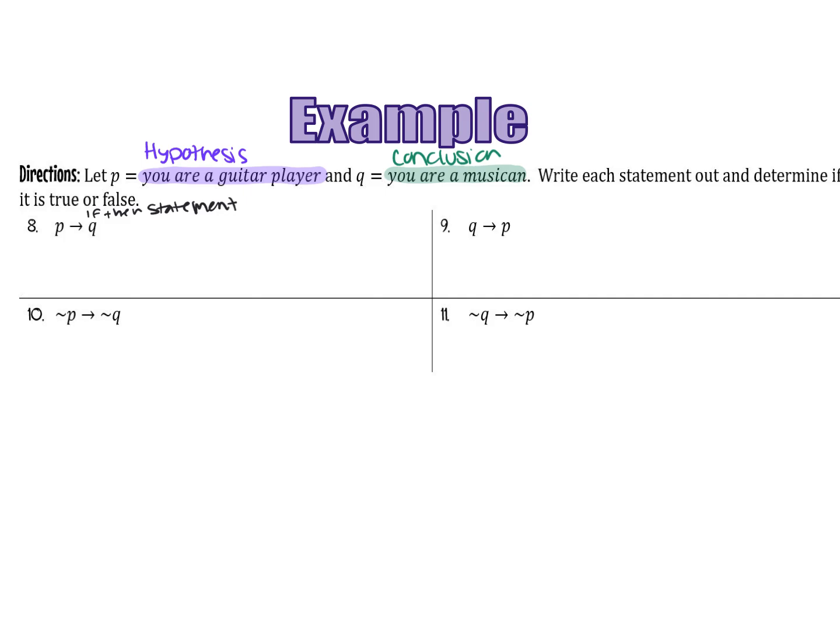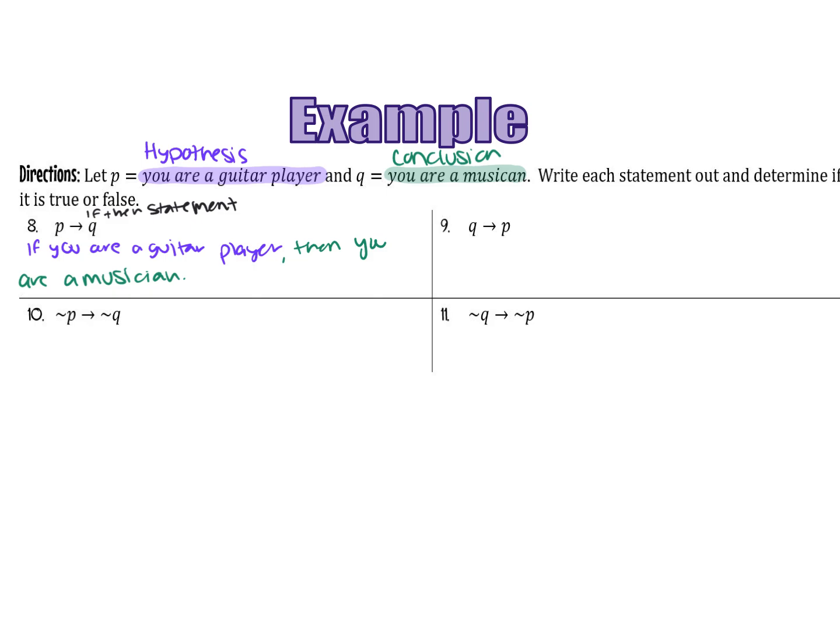So in words, that would mean if you are a guitar player, then you are a musician. If you are a guitar player, then you are a musician. So we're going to write each statement, and then we're going to determine if each statement is true or false.